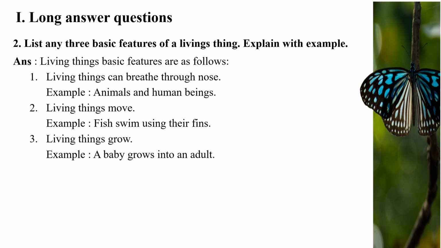Second question, list any three basic features of a living thing. Explain with example. Answer, living things' basic features are as follows. First, living things can breathe. For example, animals and human beings. Second, living things move. Example, fish swim using their fins. Third, living things grow. Example, a baby grows into an adult.